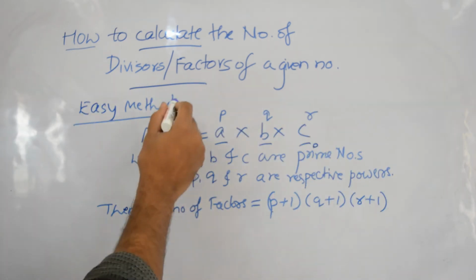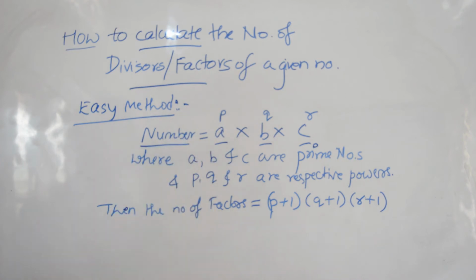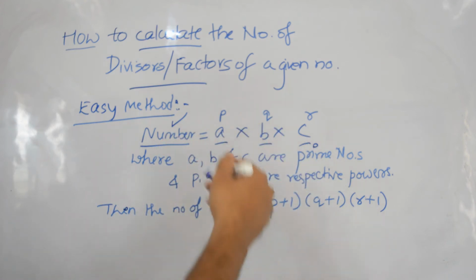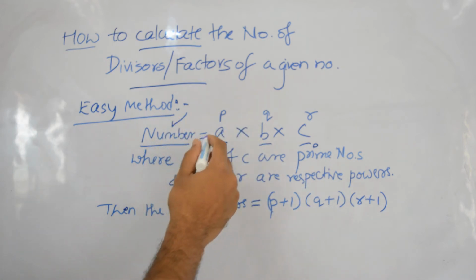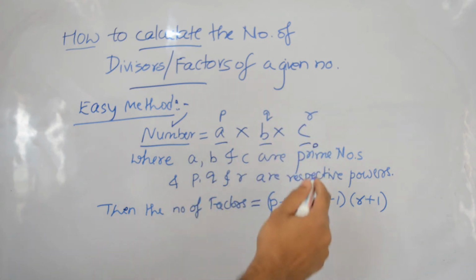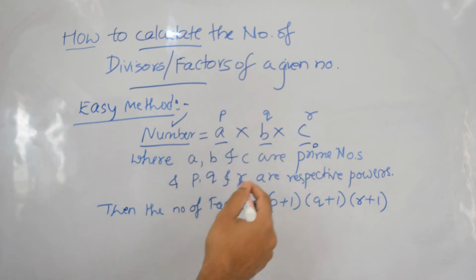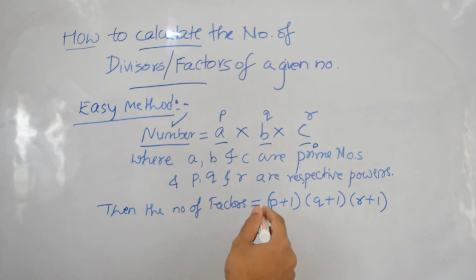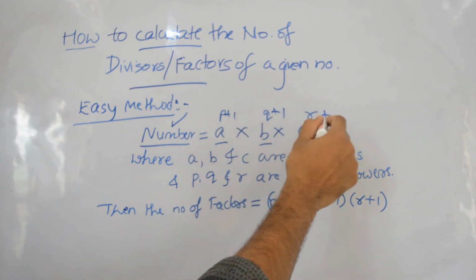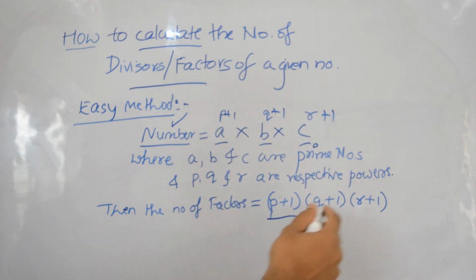The easy method is, if a number is given, to find its factors we have to express it as a product of prime numbers along with their respective powers, in the form a to the power p into b to the power q into c to the power r, where a, b, c are prime numbers and p, q, r are their respective powers. Then, to find the number of factors, we add 1 to each power and multiply: (p plus 1) into (q plus 1) into (r plus 1).